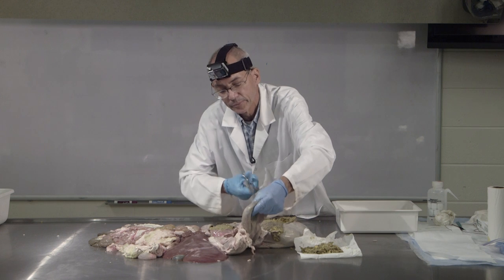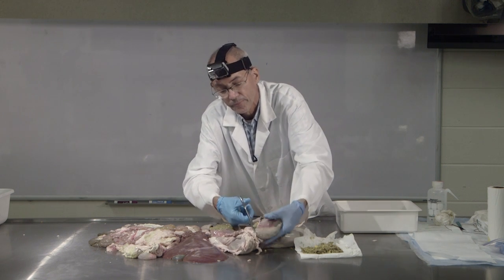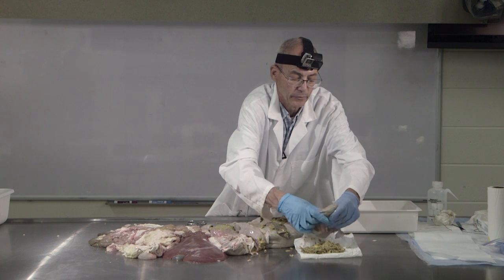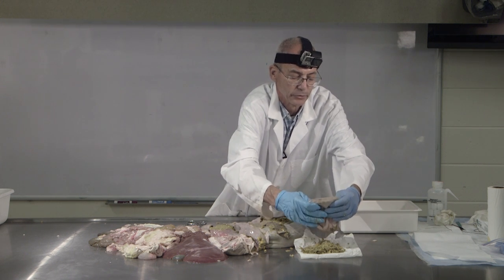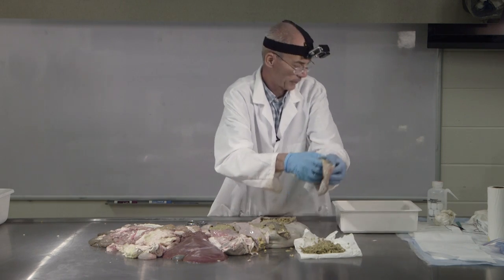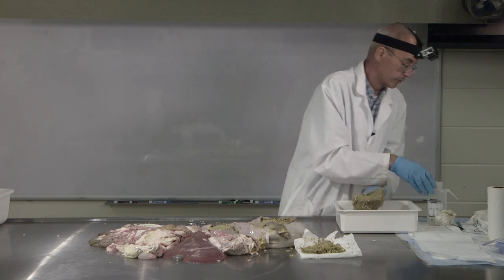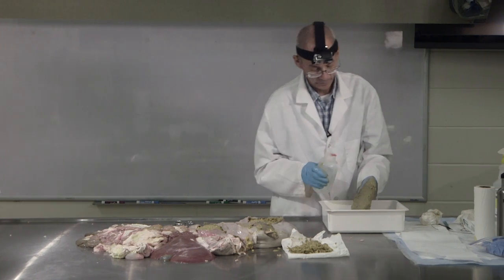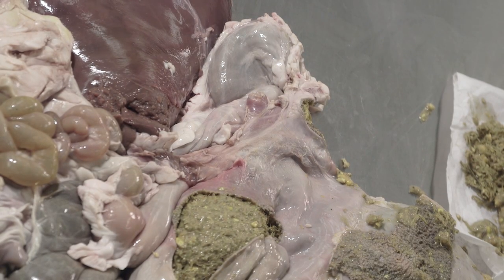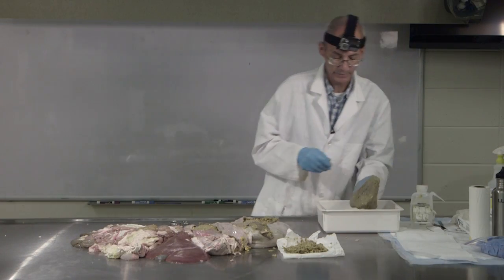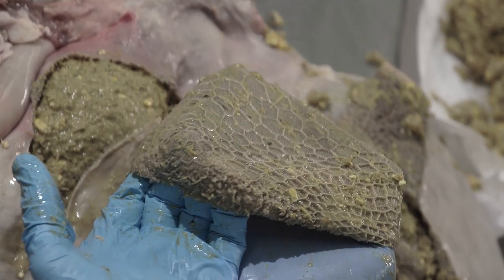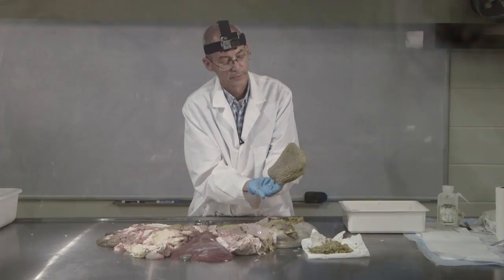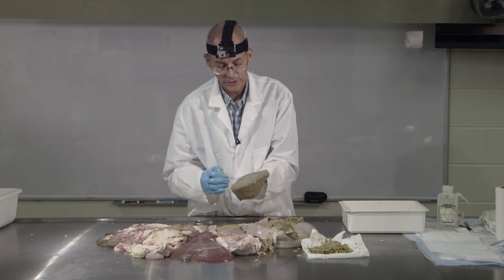And I'm going to remove the reticulum. I'm going to dump out the material that's in it. It really is essentially the same kind of food material that you see in the rumen. But what's really unique about the reticulum is the wall, the inside surface of it. And you see these ridges, this network of honeycomb-shaped ridges. So that's what the inside surface of the reticulum looks like.